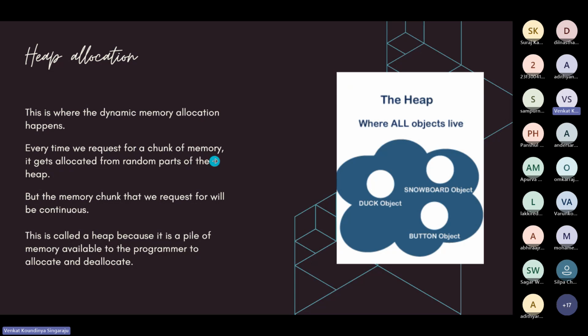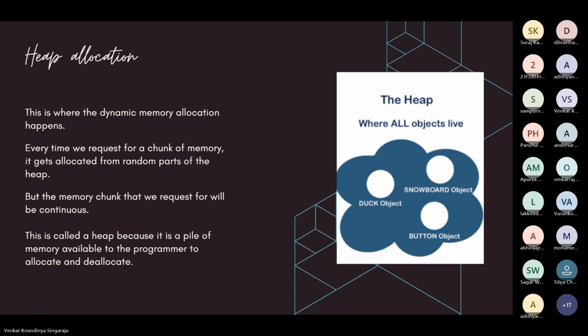Every time we request some chunk of memory, it gets allocated from random parts of the heap. Now this is an illustration of the heap. Just don't mind these names. They are just some random names. So this cloud represents the heap memory, and these white colored circles are the memory allocations that we have done in the heap.